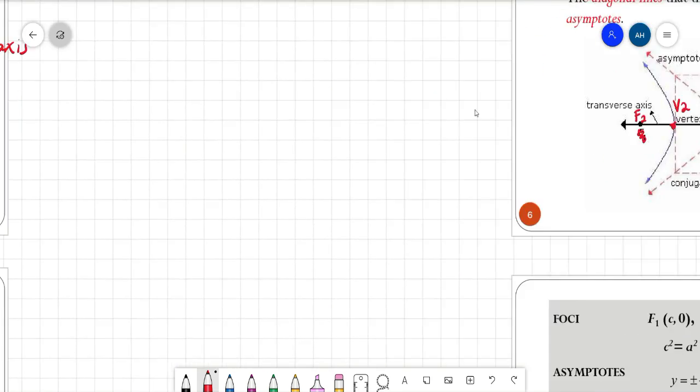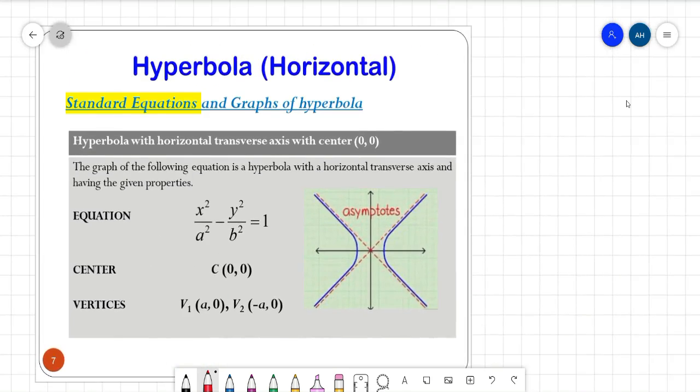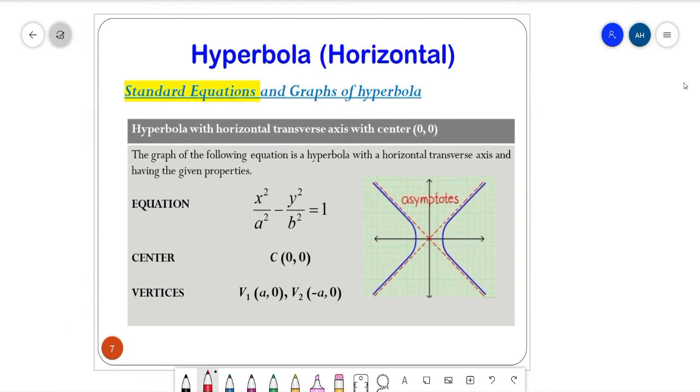So next, we can discuss the first type of equation. Now we are going to talk about the standard equation. Previously, we talked about the general equation of a hyperbola. We are going to give more examples after this. But let's talk first about the standard equation. The first one is this one: x square over a square minus y square over b square equal to 1. So this equation, if we sketch the graph of it, it will be this graph.